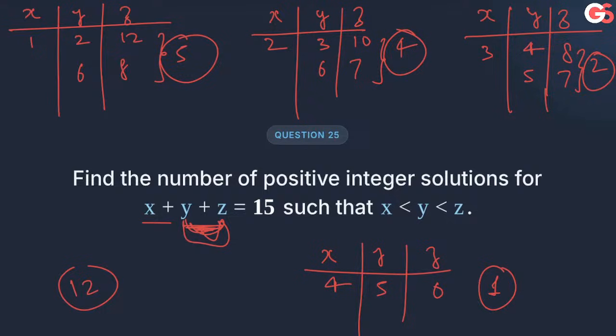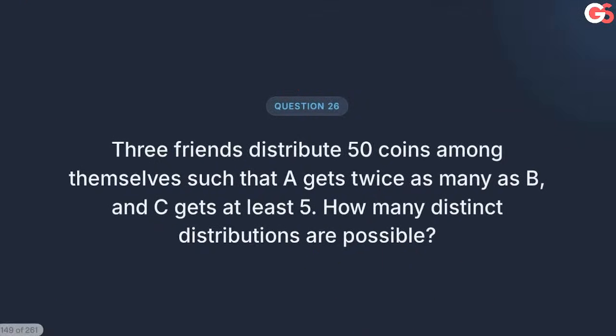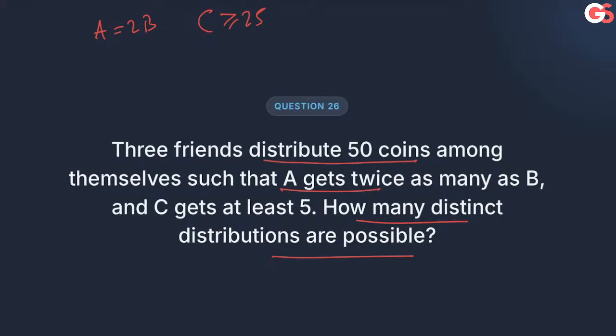Got it? Next. Three friends distribute 50 coins among themselves. A gets twice as many as B. C gets at least 25. C is greater than or equal to 25. How many distinct distributions are possible? And it's known that A plus B plus C is equal to 50. Try solving it. I'll put the timer on.